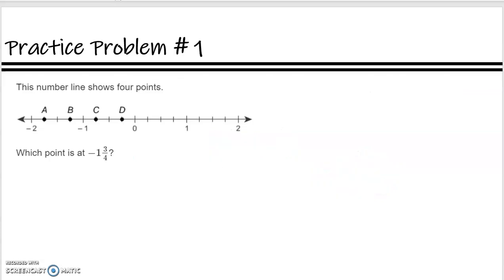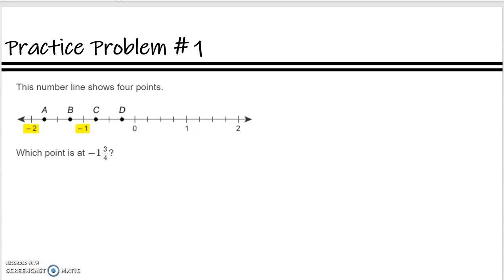Here is practice problem 1. Can you pause the video and figure out which point is at -1 3/4? So remember, we need to figure out, okay, if it's -1 and 3/4, that means it's between -1 and -2. So it's either going to be A or B.